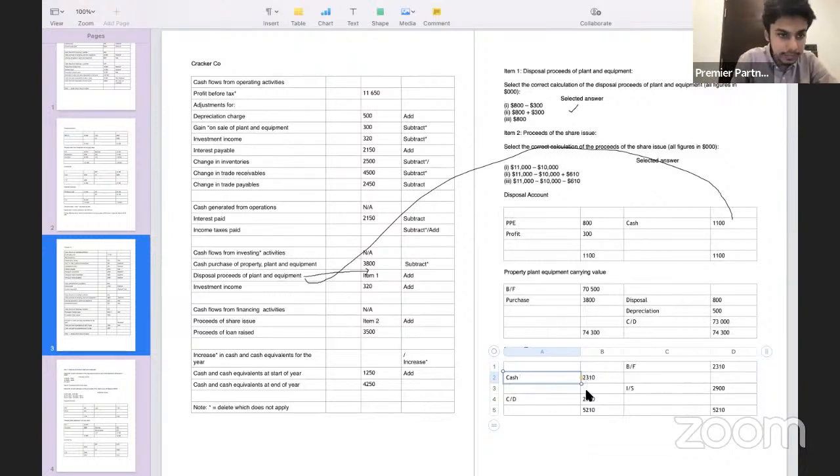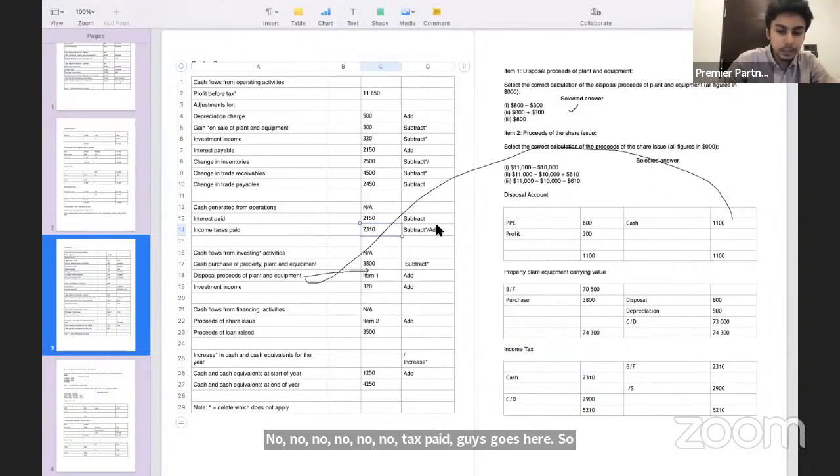The cash answer is tax paid. Tax paid goes here. When you pay taxes, money goes out, so I'll delete the word add. There you go.